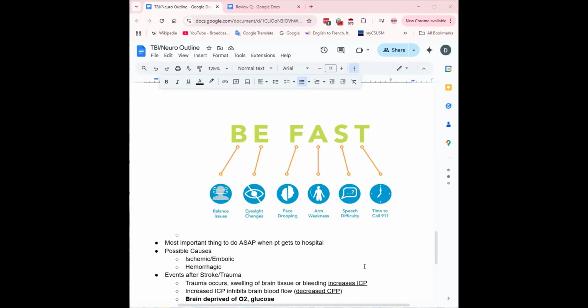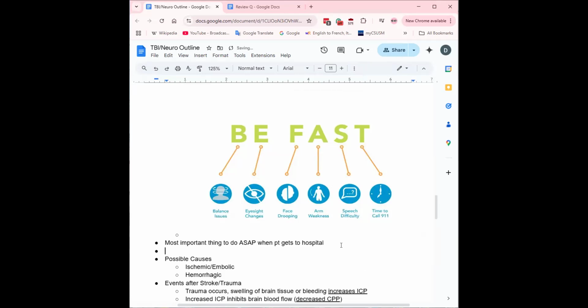Okay, let's say ABCs. It's always going to be important. ABCs, then your CT. So CT of the head. And what is the purpose of this?